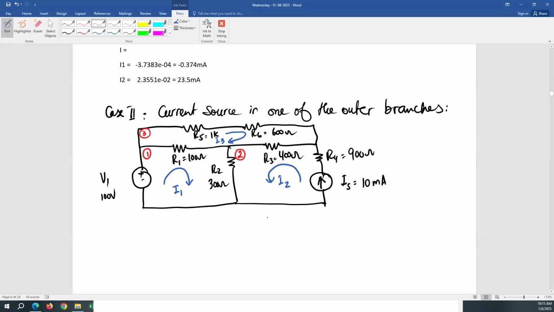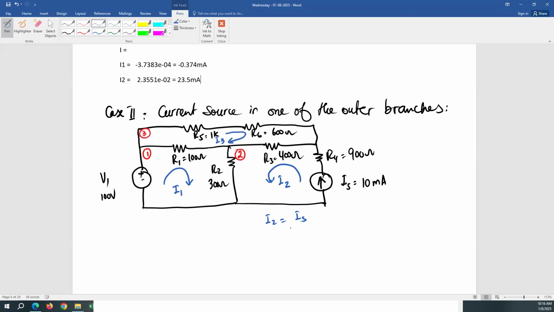In this case, we already know that I2 is equal to IS because my IS is in the outer branch of loop number 2. So the loop current will become equal to the current source. And if you take the loop current in the opposite direction, opposite to the source direction, then it's just going to be negative. I2 will be negative IS in that case. So that will leave you to know two unknown meshes, mesh number 1 and mesh number 3.